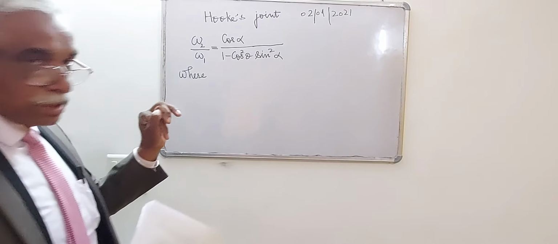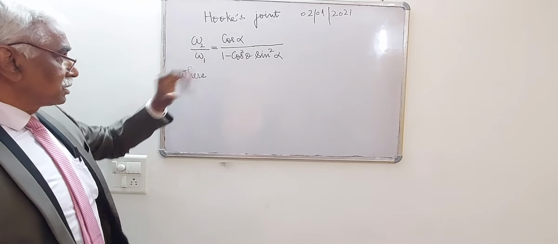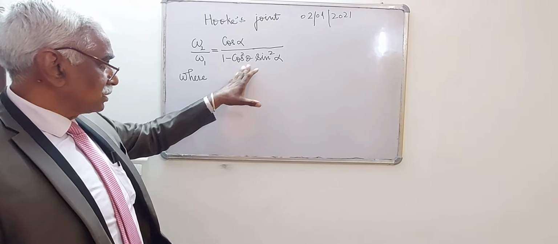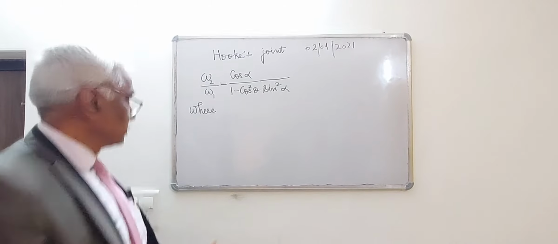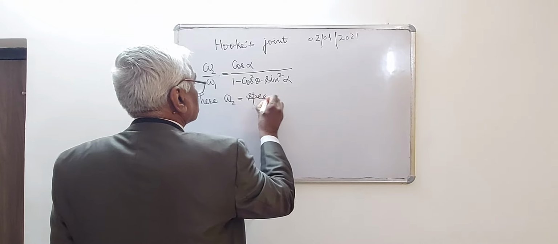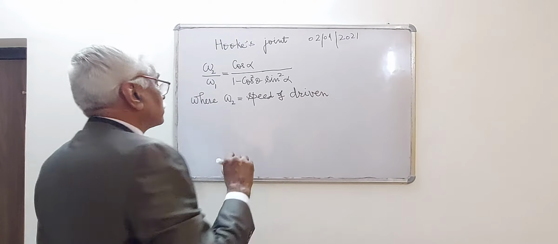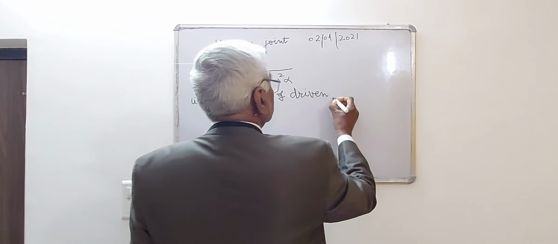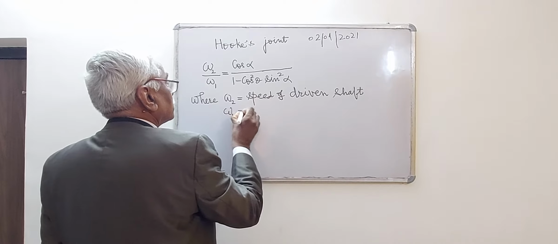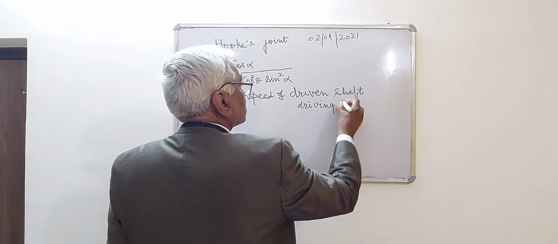In case of Hooke's joint in lower pairs, we have gone through this relation: omega 2 by omega 1 is equal to cos alpha divided by 1 minus cos square theta into sin square alpha, where omega 2 is the speed of the driven shaft, or the angular speed of the driven shaft, and omega 1 is the speed of the driving shaft.